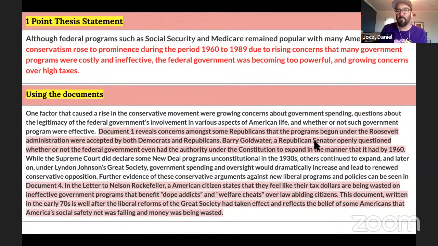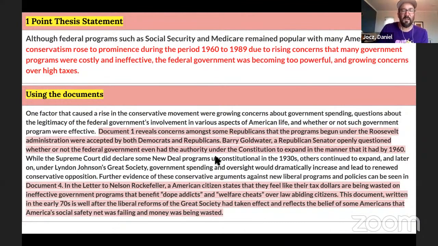Barry Goldwater, a Republican senator, openly questioned whether or not the federal government even had the authority under the Constitution to expand in the manner that it had by 1960. So that is a document analysis. You may go on to bring in some outside information. While the Supreme Court did declare some New Deal programs unconstitutional in the 1930s, and this is a sample from a student that I've taught that brought this in.